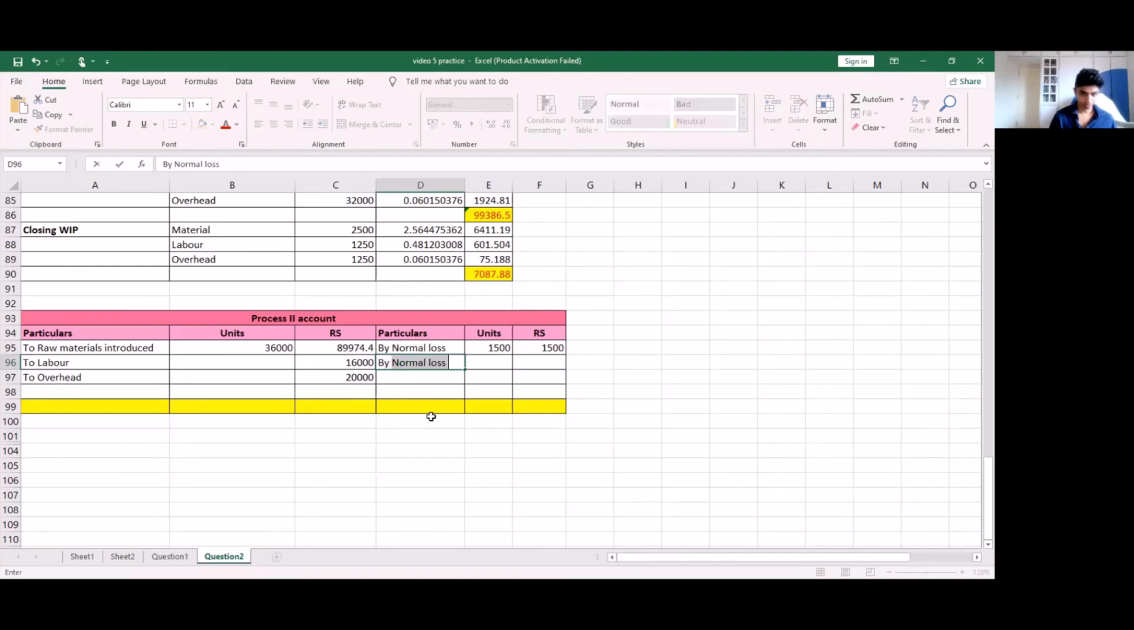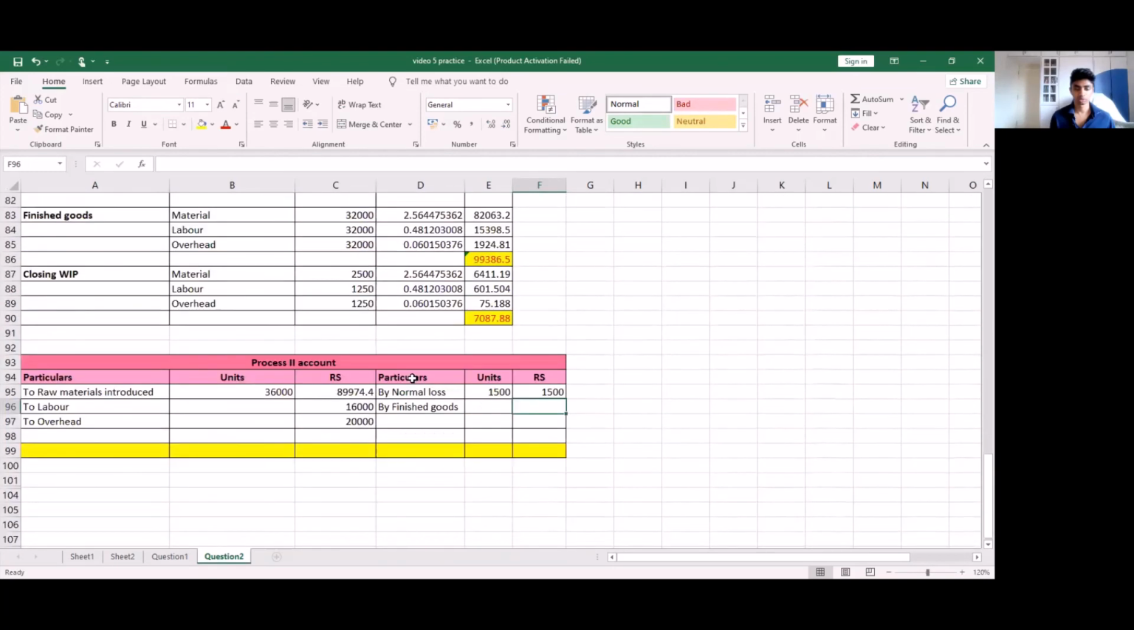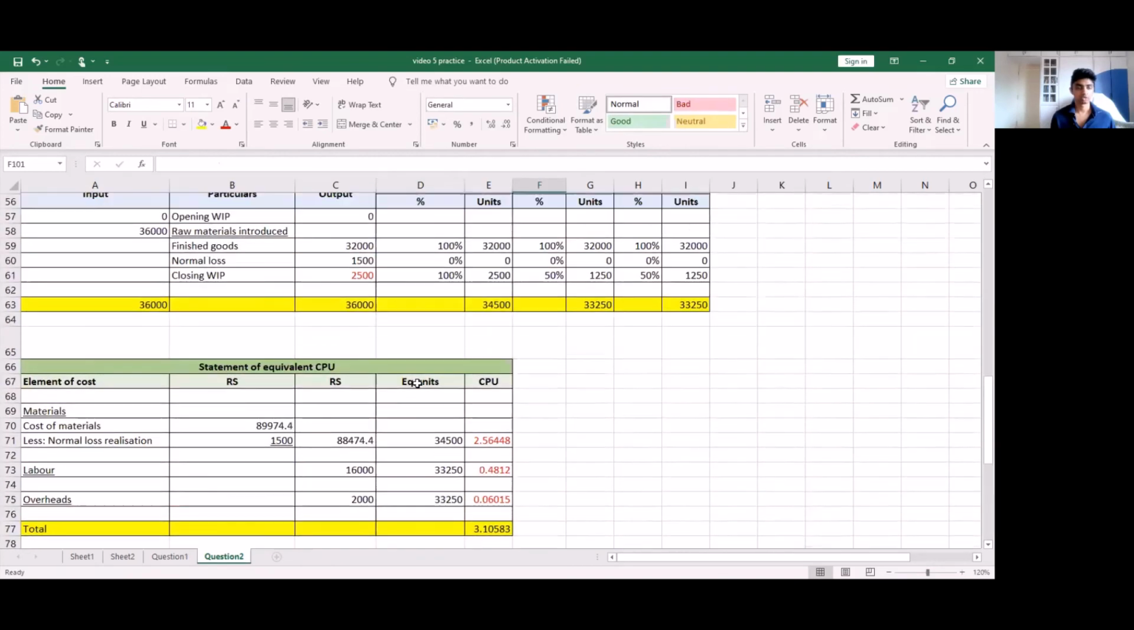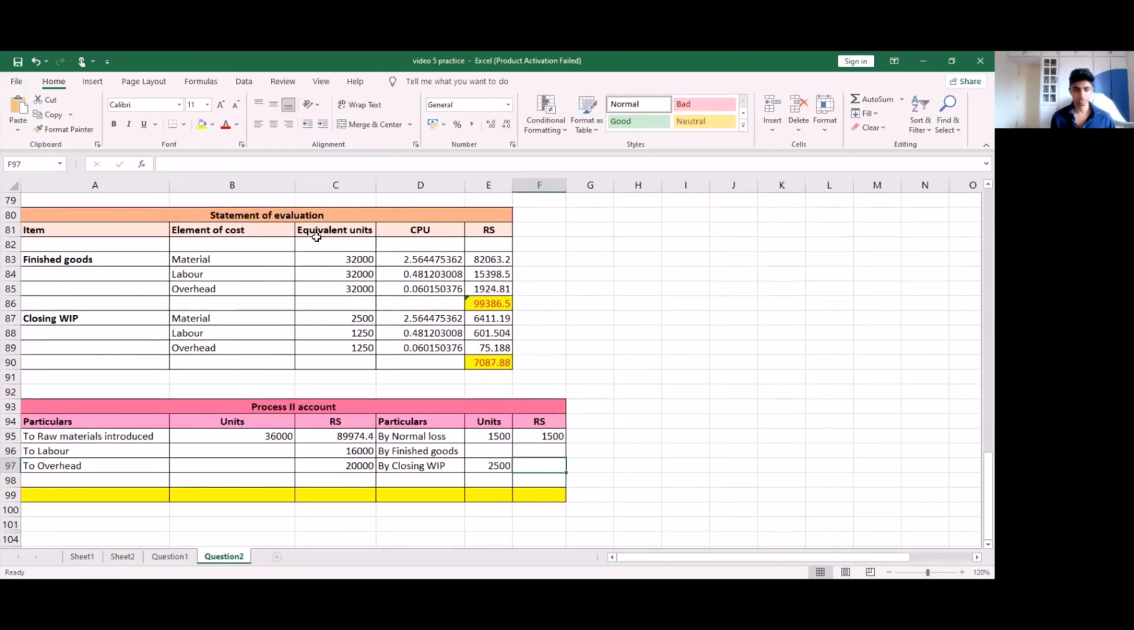So next we have finished goods. We're going to leave units and rupees, though we know our units for finished goods is going to be 32,000. Lastly, we have closing work in progress. So our closing work in progress, we found out units as 2,500 and amount we take from our statement of evaluation.